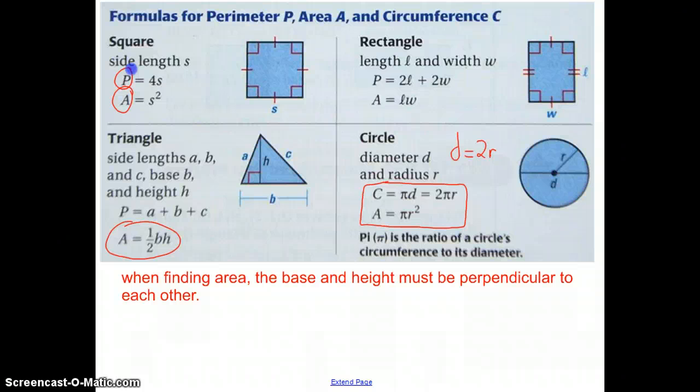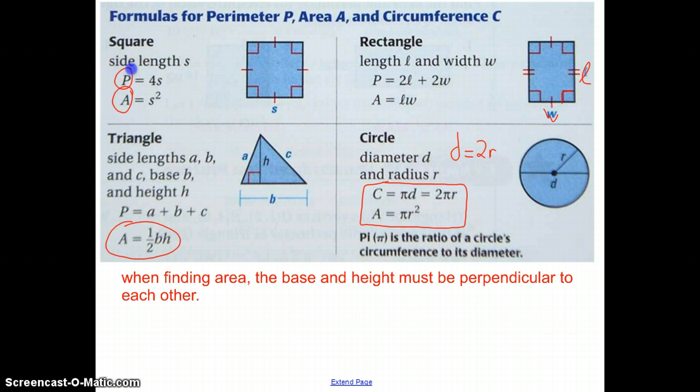Now, the biggest thing here: when we're talking about area, with the exception of a circle, though there are ways around that, the dimensions you use, really towards polygons, have to be perpendicular to each other. When you're finding the area of a rectangle, looking up here in the upper right corner, if this is your length and this is your width, they are perpendicular to each other.